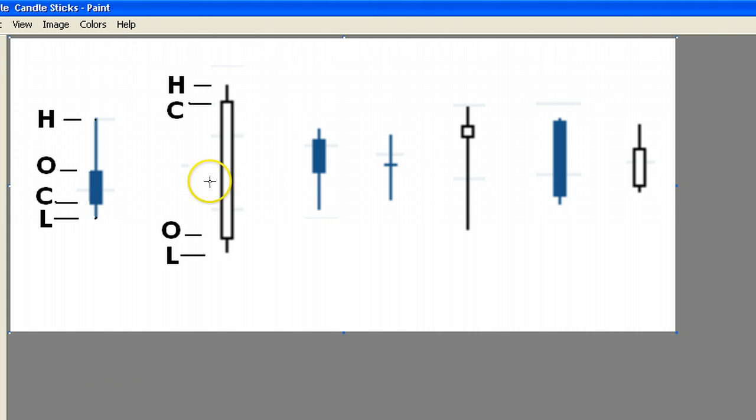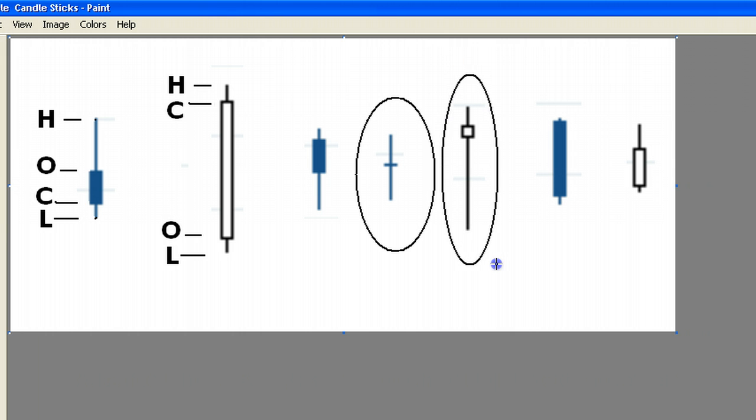Okay. So among all these candlesticks, this is a doji. I'm gonna mark a bigger circle. This is also a doji. I define doji as a candlestick where the body of the candlestick is very small compared to the entire length of the candle. For example, here the body represents almost 80-90% of the entire length of the candle. So this is not a doji for me.